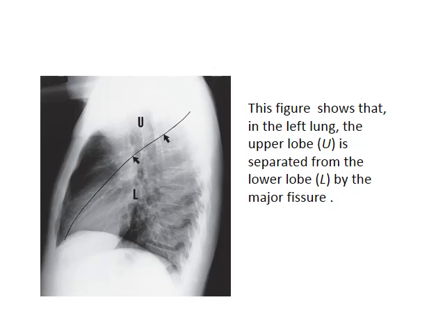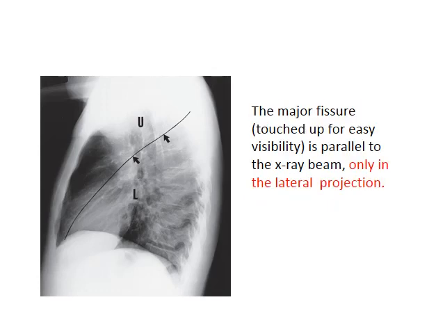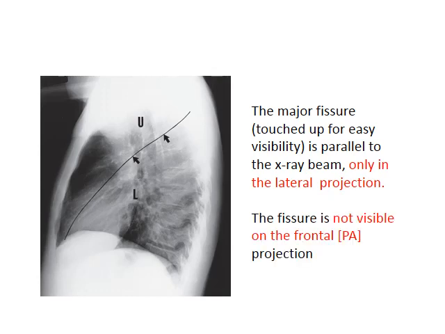So this figure shows that in the left lung, the upper lobe is separated from the lower lobe by the major fissure. The major fissure is parallel to the X-ray beam only in the lateral projection. So this fissure will not be visible on the frontal PA projection.